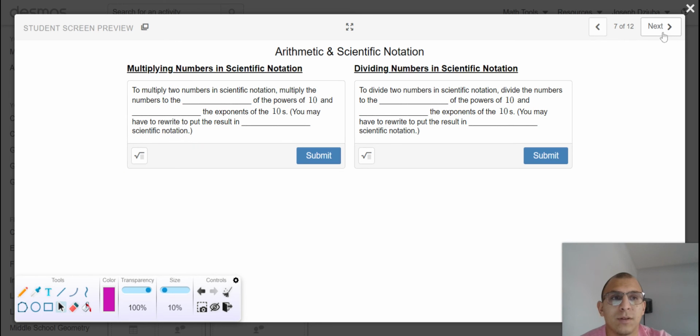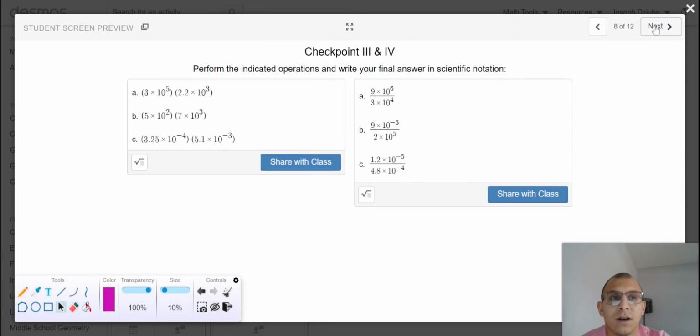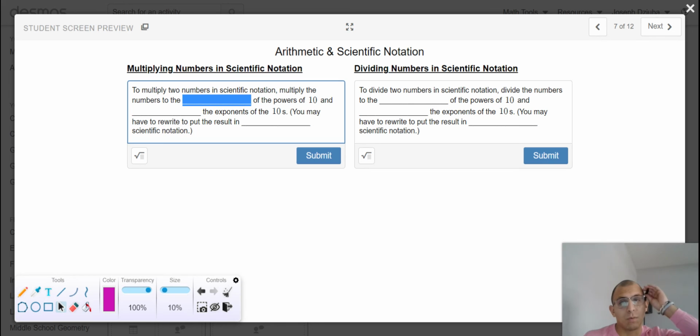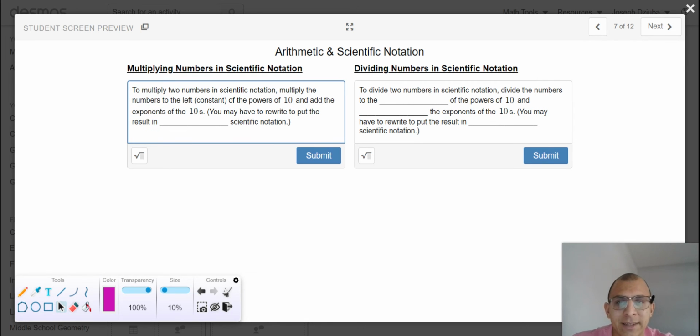Now, what happens when we get to this idea of arithmetic in scientific notation? To multiply two numbers in scientific notation, multiply the constant terms and the powers of 10, and add the exponents of 10. You may have to rewrite to put the result in simplified scientific notation.